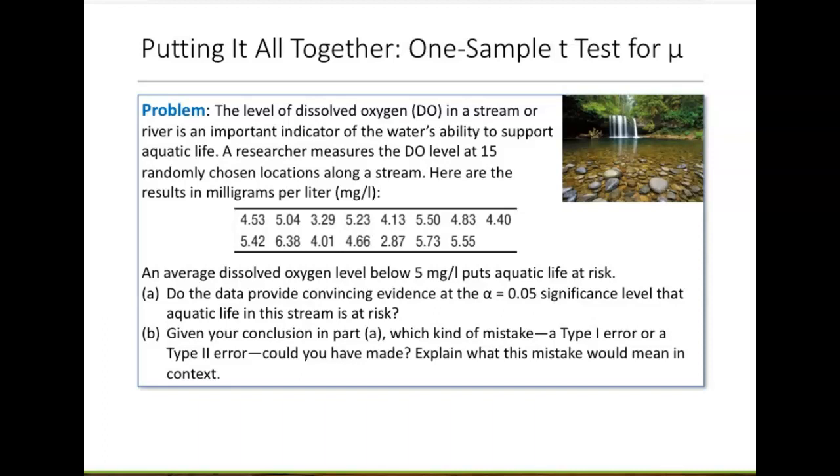All right. Let's put it all together. So let's see if we can run a full test. And then we're going to remind what's type 1 versus type 2 error and describe what it could mean in context. So here we have the dissolved oxygen levels in a stream or river is an important indicator of the water's ability to support aquatic life. And a researcher measures the DO at 15 randomly chosen locations along the stream. Here are the results in milligrams per liter.